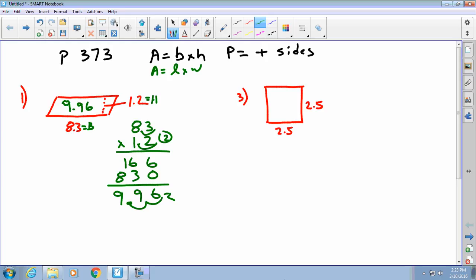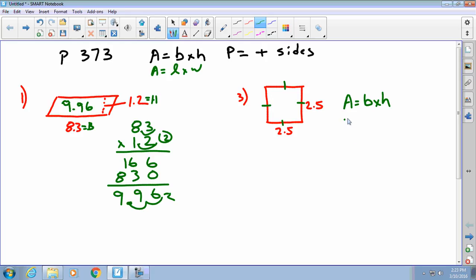For a square, it's very similar. Base times height, we're still going to find the area of the square. Remember, your formula is just simply base times height. And remember, if it's a square, that means all sides are the same and all angles are 90 degrees. And you can put those little hash marks in there to signify that the sides are the same.